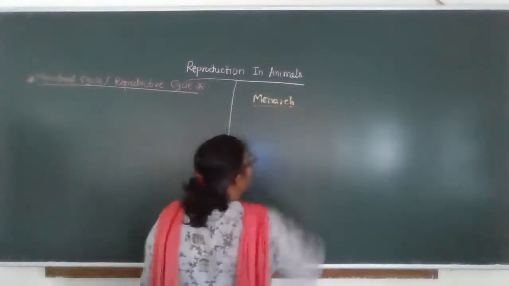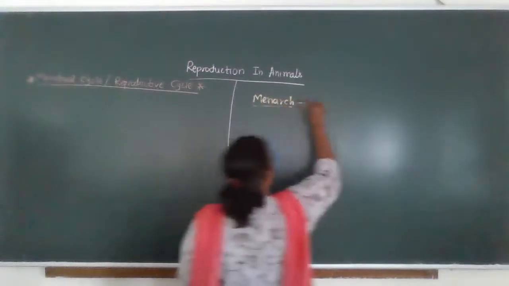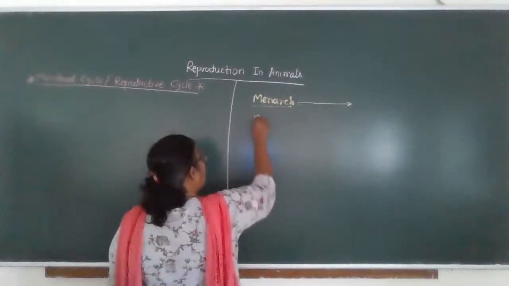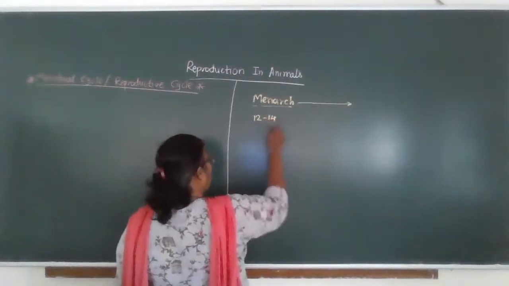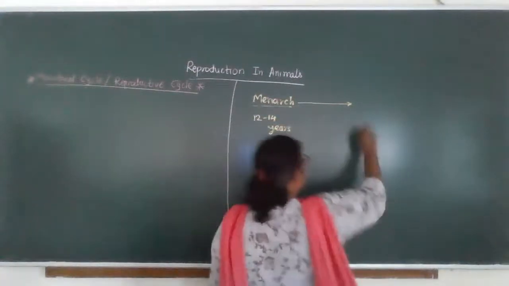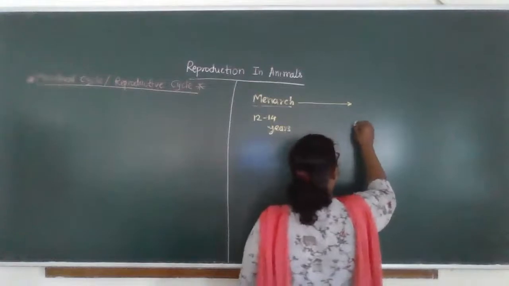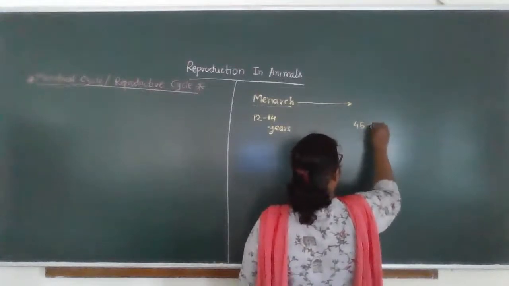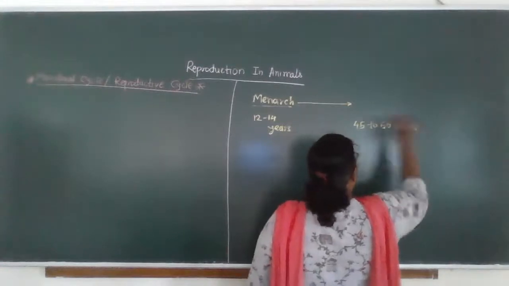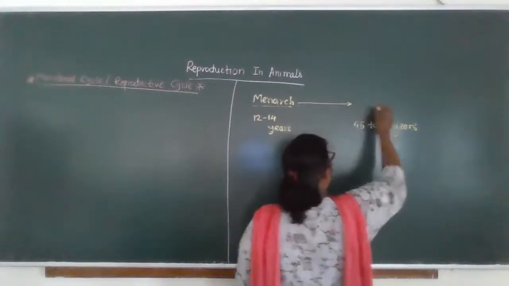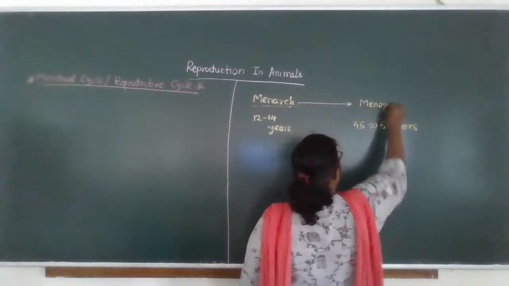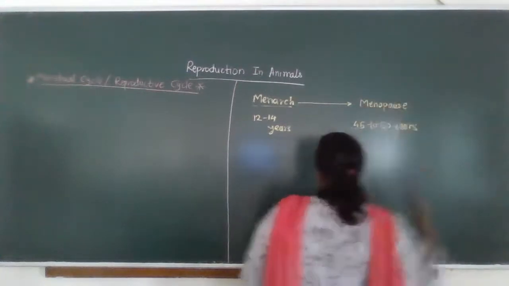The beginning of the menstrual cycle is called menarche. It starts at the age of 12 to 14 years, and it ends at the age of about 45 to 50 years. The cessation of the menstrual cycle is called menopause.